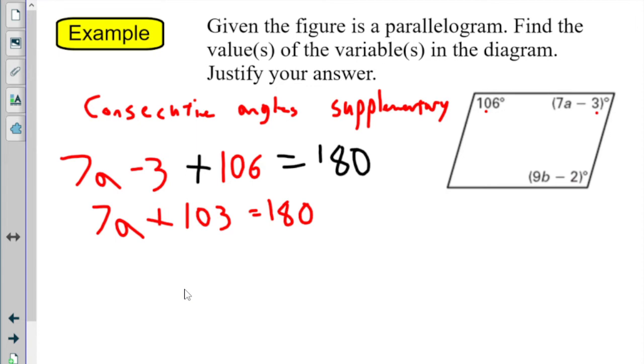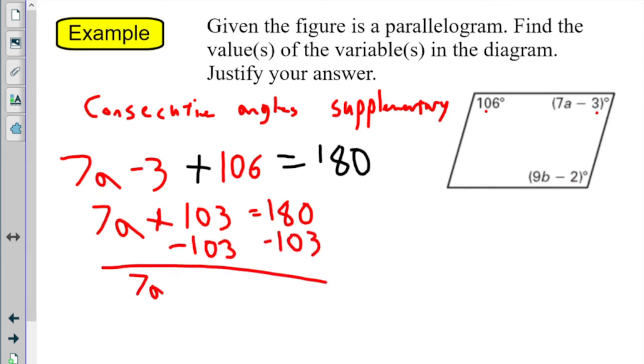So this is plus 103, so I'm going to get rid of that by subtracting from both sides. Get rid of addition with subtraction. This is 77. So then we are going to take the 7a and the 77. 7a is 7 times a, so we're going to get rid of that multiplying by dividing to get a equaling 11.